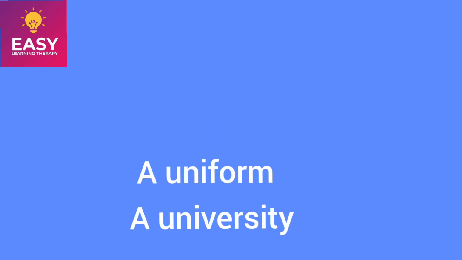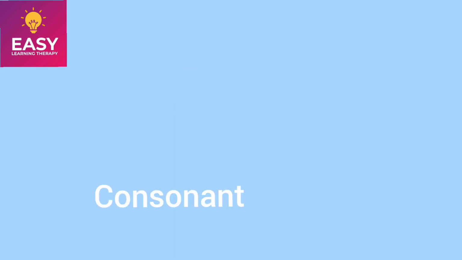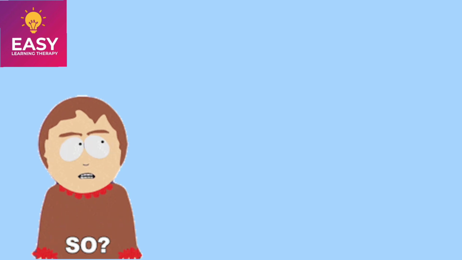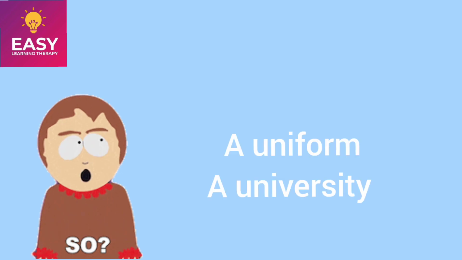Here you can see uniform, U is a vowel. A university, U is a vowel. But here the letter U is pronounced as "yu". So these words begin with a Y sound. The letter Y is a consonant. So here we use a uniform, a university.